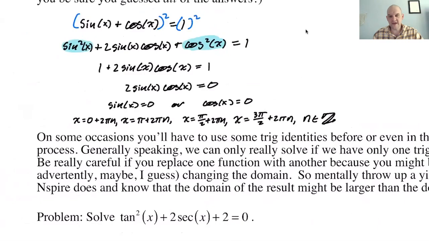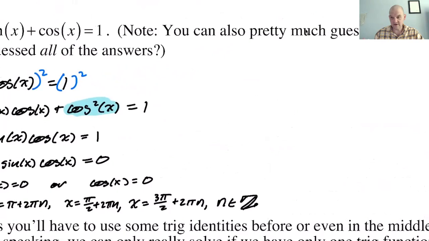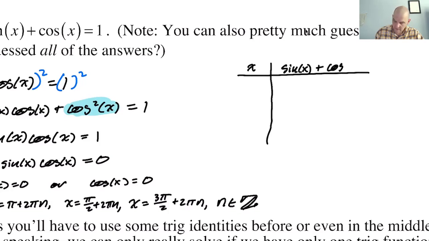All right, so we have these, but we need to check, right? Because we squared, and we're going to check in the original. Okay, so I'm going to make a table, where it's going to be x, and then sine of x plus cosine of x. We have to check 0, pi, pi over 2, and 3 pi over 2, to see if these work.